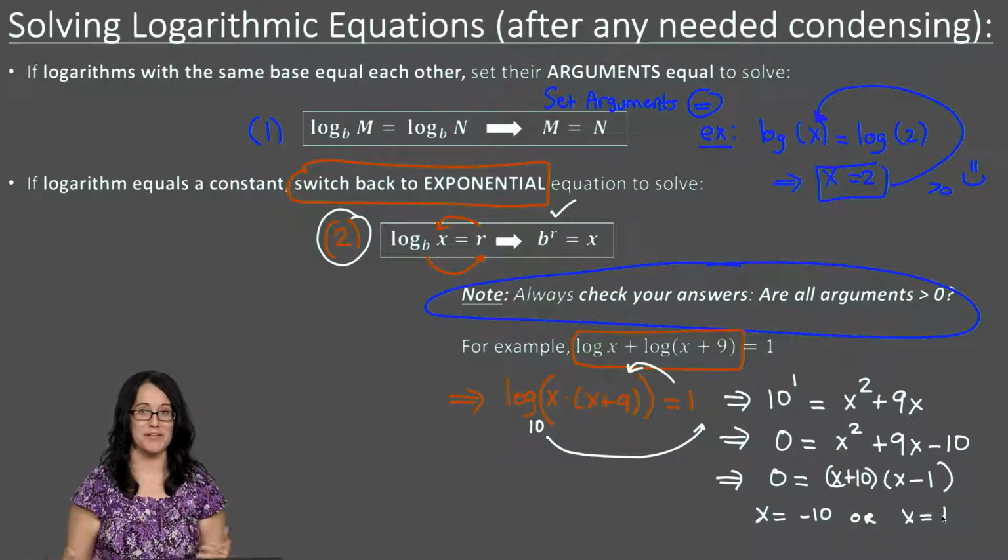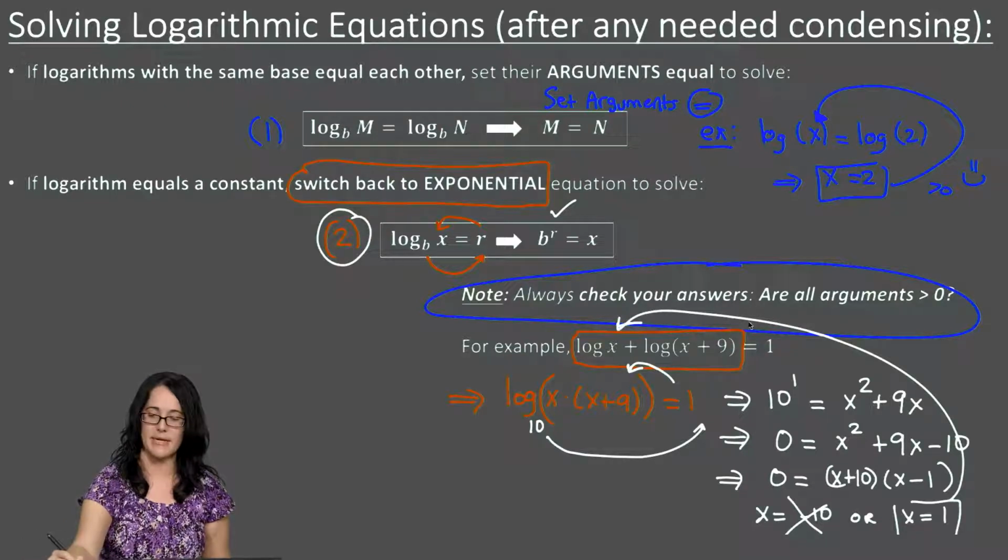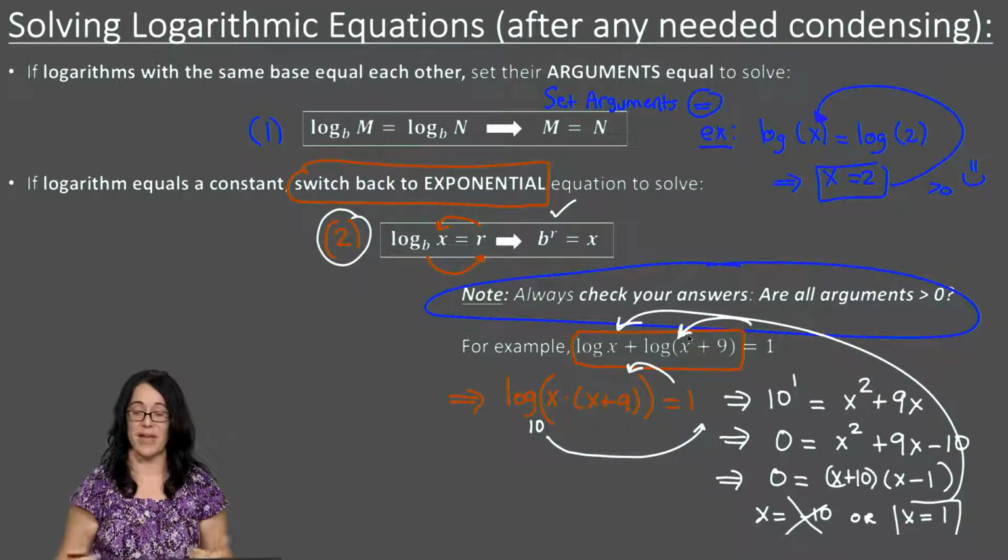Before I declare victory, I found the two answers, the two places where this graph should cross y equals 1. Back up. In fact, if you were to check in Desmos or in your graphing utility, you'd see that that's not true. There's only one place that this graph actually crosses the line y equals 1, and that's the positive answer. And why is it not negative 10? Well, if you were to go back into your original equation and replace every input, every x, with negative 10, we would run into a problem not just in one argument, but in two arguments.